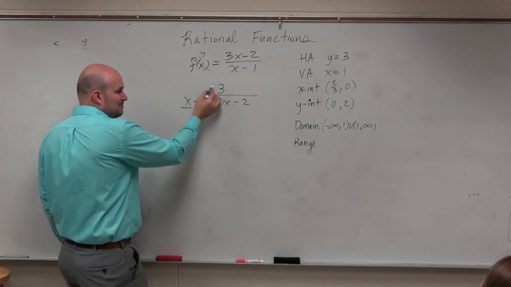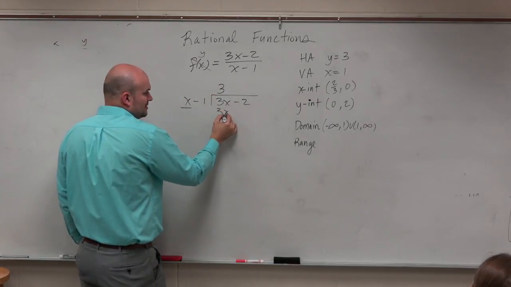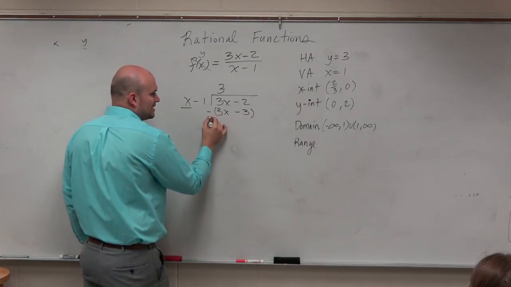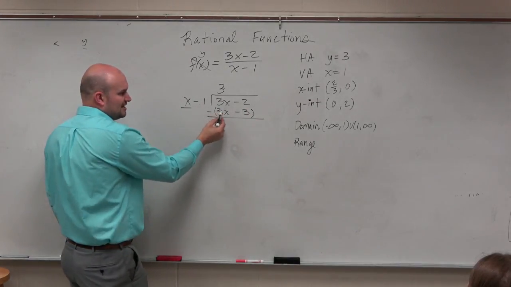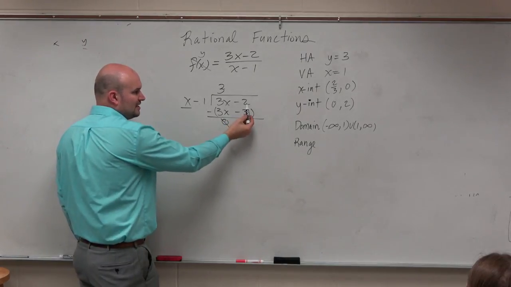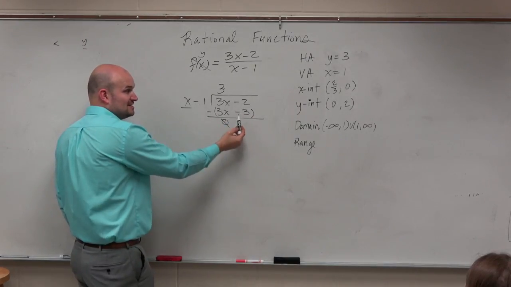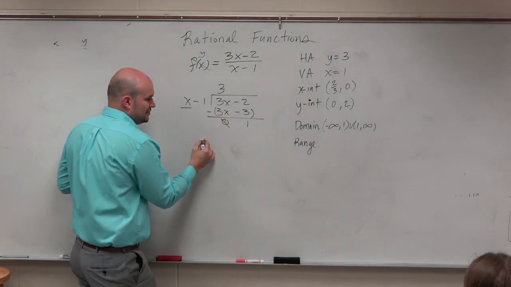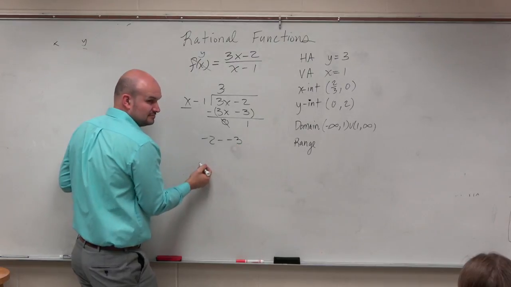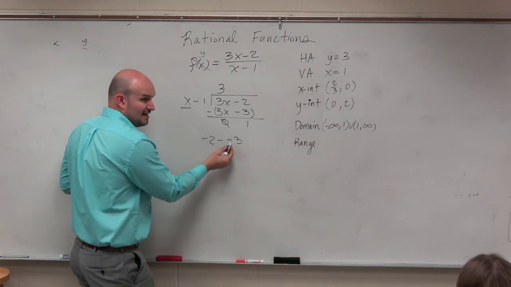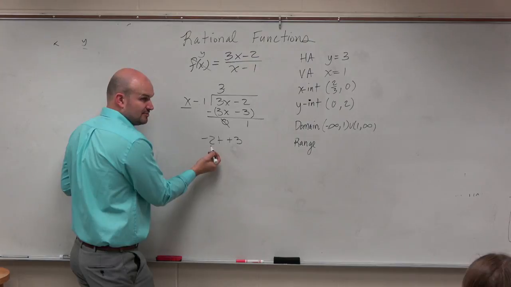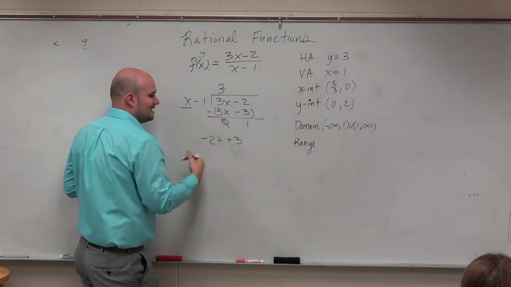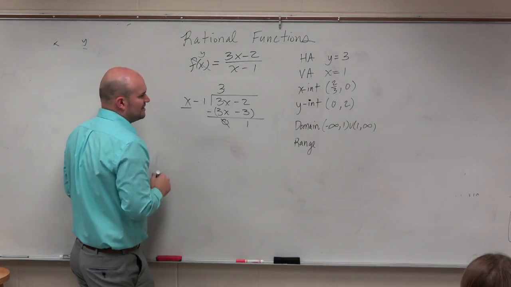Take your 3, multiply it by both terms. 3 times x is 3x. 3 times negative 1 is negative 3. Remember, you put them in parentheses and subtract them. So 3x minus 3x is just 0. Negative 2 minus negative 3: minusing a negative turns it into an addition problem, which is just positive 1. You're subtracting the negative. So then we get 1.